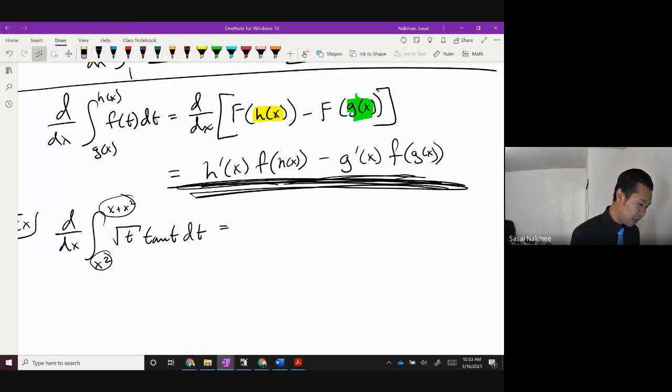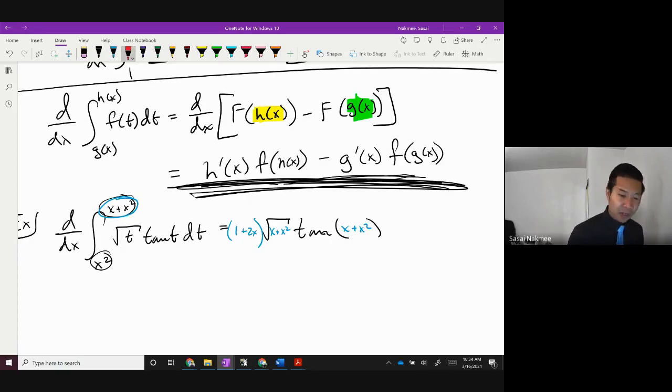So the first function I have here is the square root of some stuff times tangent of some stuff. And the first stuff I'm going to be dealing with, let's do this in blue, is this one right here. It's going to be x plus x squared. And then don't forget to do the chain rule, which is to multiply this whole thing with the derivative of what's inside, x plus x squared, which is 1 plus 2x.